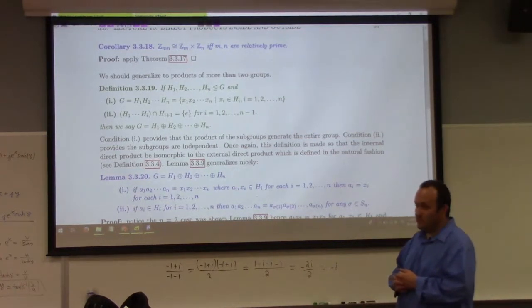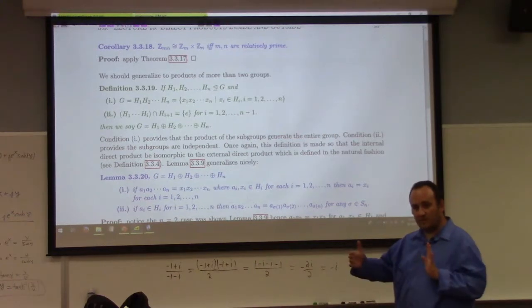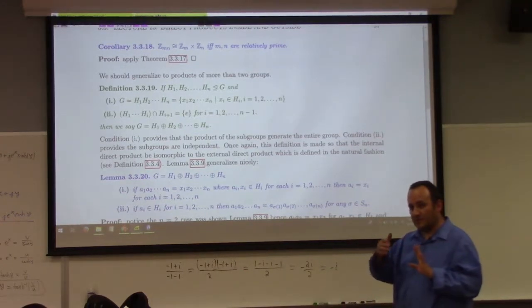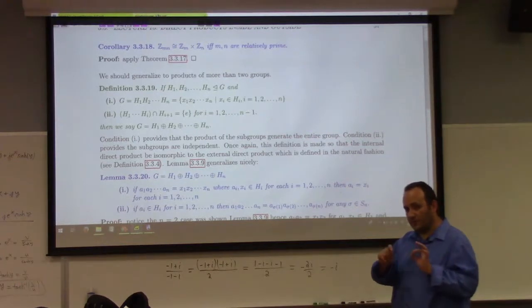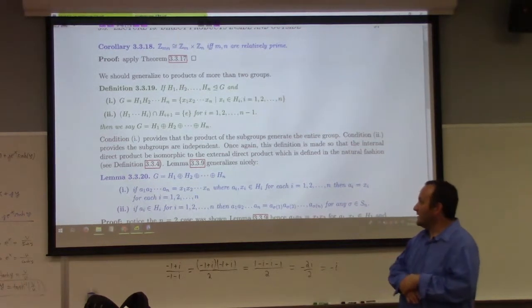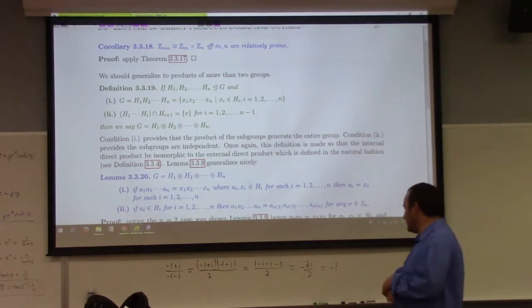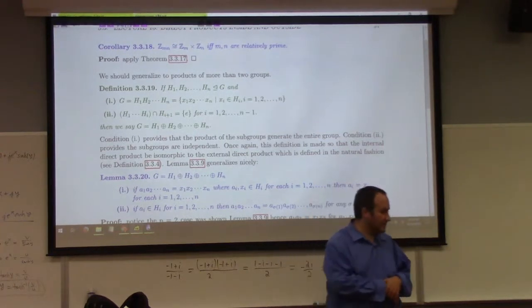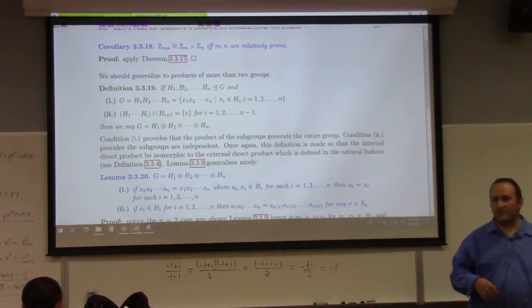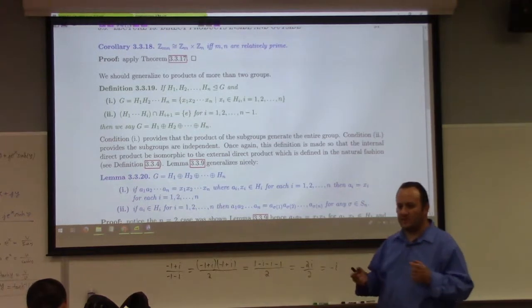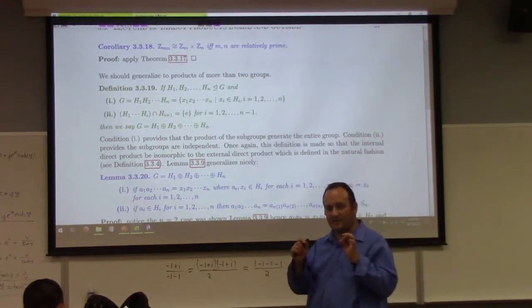It's that the group is obtained as the product of the subgroups, right? Meaning that we take elements from each subgroup and multiply them together. And looking at all such products of n things, we get the whole group, right? That's one thing. But we also need this other condition, which is a little bit surprising. Because in the case of two subgroups, we just have that their intersection is the identity, right?